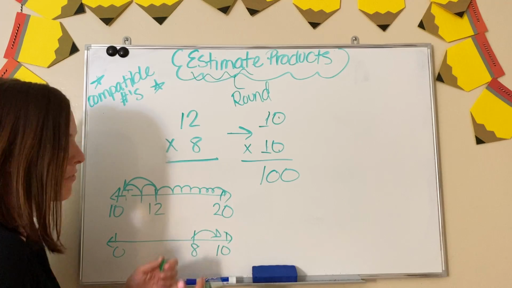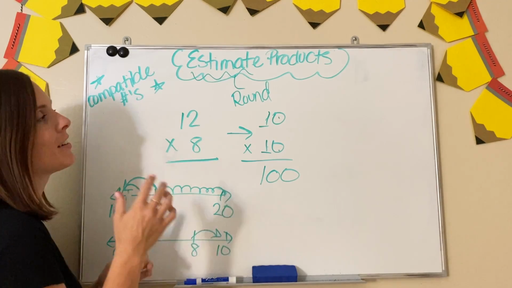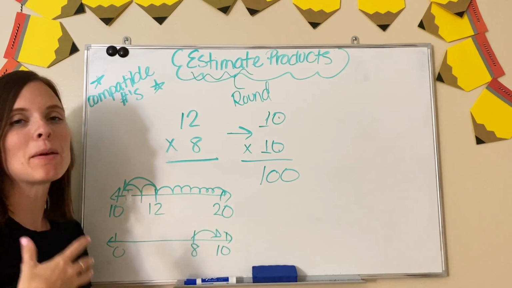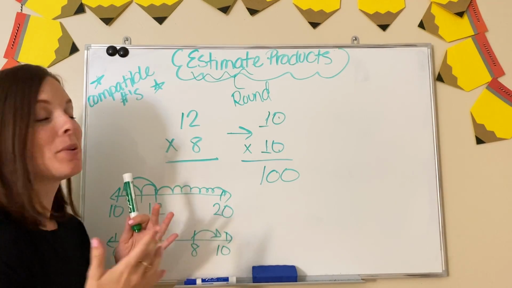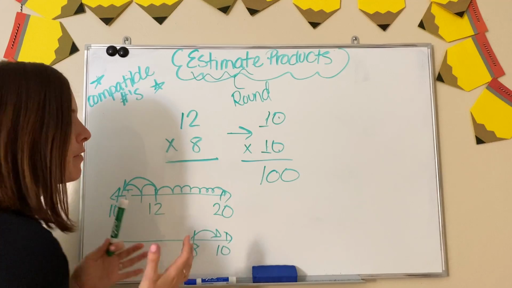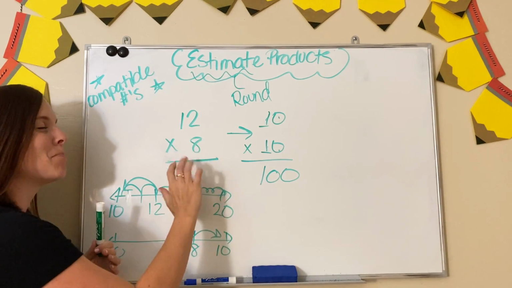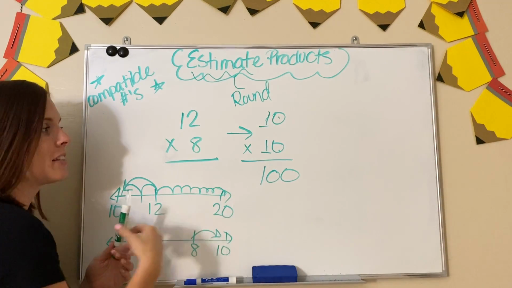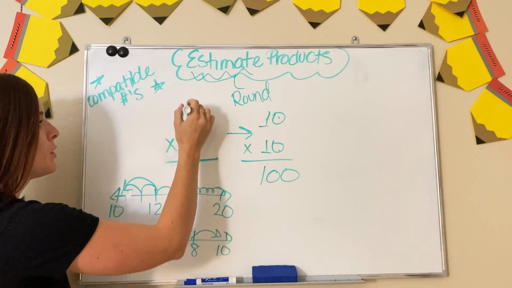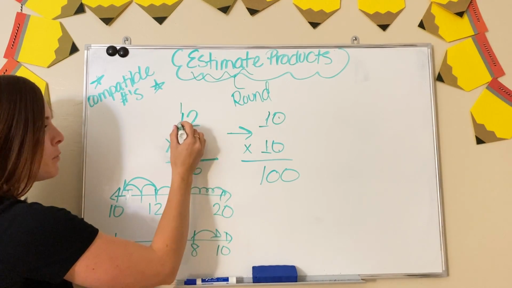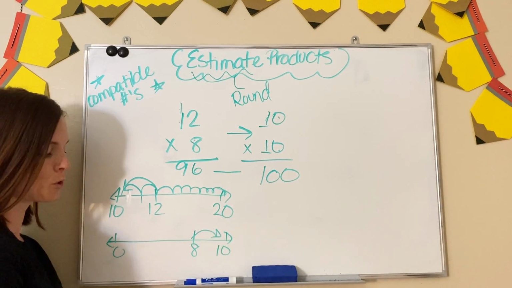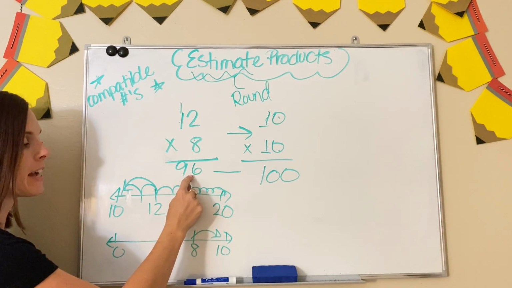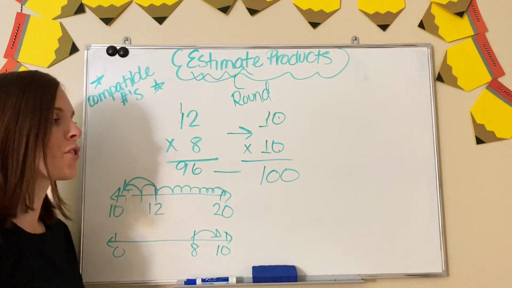Now, why did we do all of that? Basically, they are teaching us that we can estimate what our product will be to make sure that we did it right. So estimating is a fun way by saying 12 times 8 might be close to 100. So let's see if it is. 8 times 2 is 16. 8 times 1 is 8 plus 1 is 9. And look at that, 96 is very close to 100. And if I round 96, it would round up to 100.